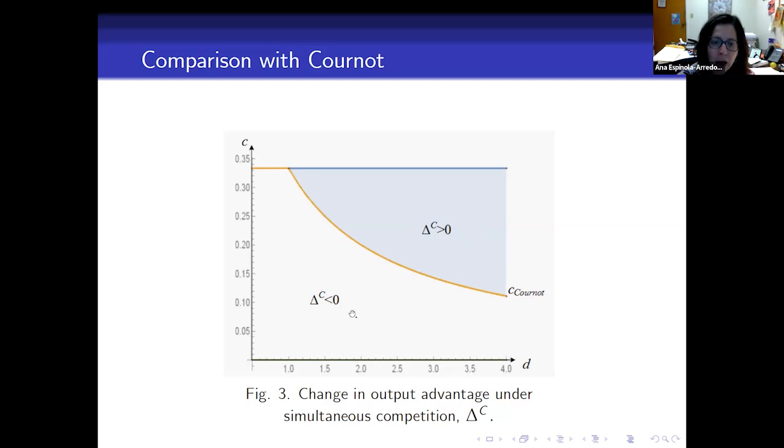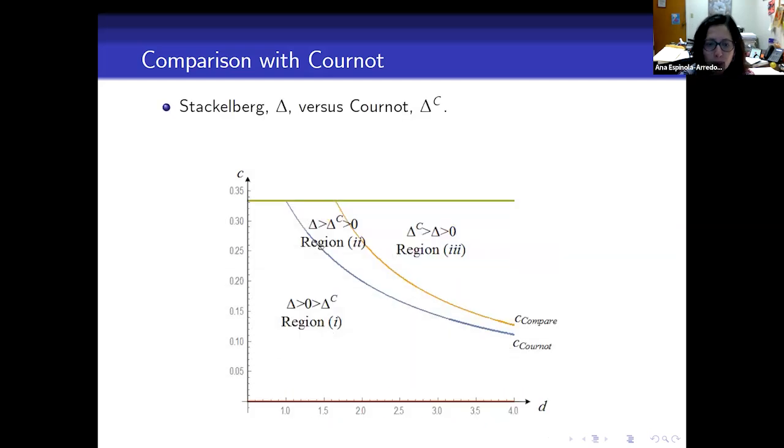Otherwise, regulation will actually increase output advantage in the case of simultaneous competition. This is different to the sequential approach. You can see that here we are comparing firm one's output advantage in the case of the sequential, which is just this delta, and the case of Cournot. And we can see that in region one, they are different in the sense that regulation will affect firm one's output advantage, or the leader's output advantage. However, when we have regulation, that can actually increase firm one's output advantage when they compete simultaneously, all right?